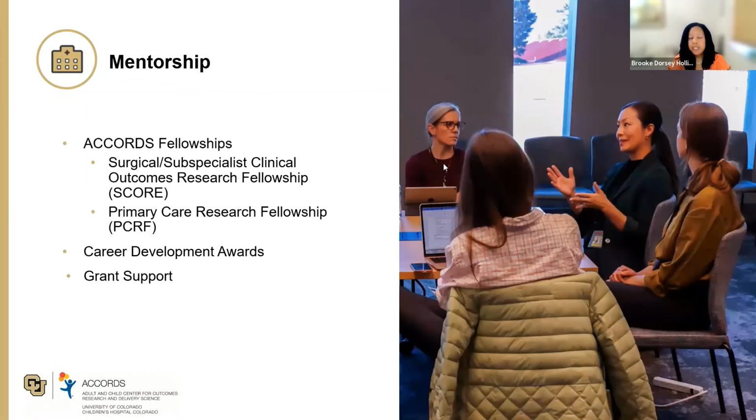We provide mentorship to 2 Accords fellowships. So there is the SCORE fellowship, and we have about 14 fellows that we're providing mentorship to. Many of them are doing qualitative research projects. And then we also support the Primary Care Research Fellowship. We have about 34 mentees right now, and about 25 of them are actively doing projects in qualitative work. There's a lot of career development awards and grant support that we're providing through about 25 active grants.